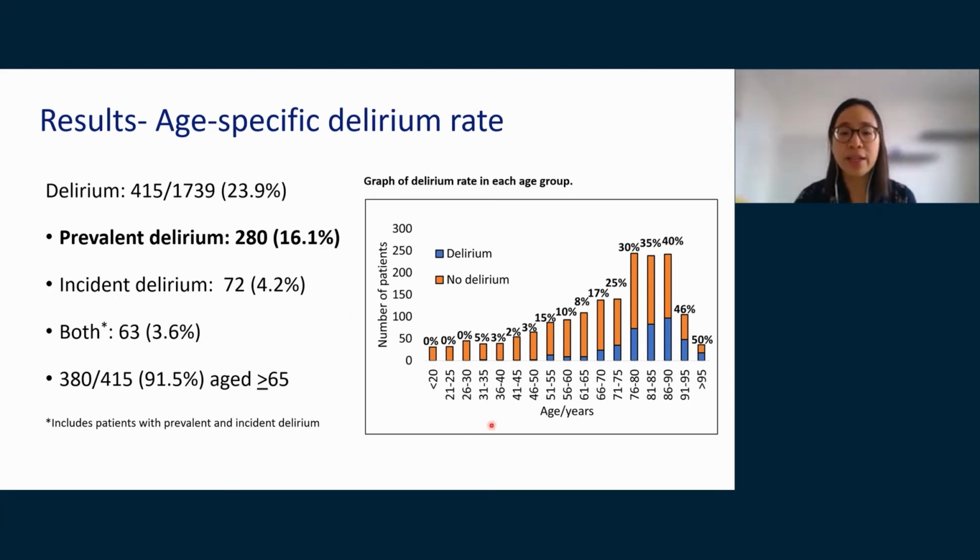Looking on the right here is a graph of the age-specific delirium rate. As we can see, the delirium rate increased steadily across each age group after the age of 65 years and above.